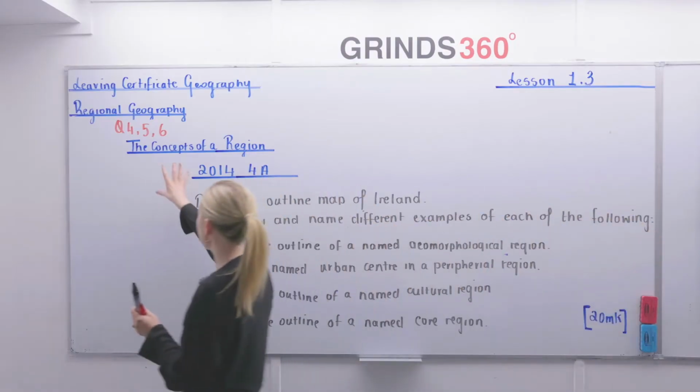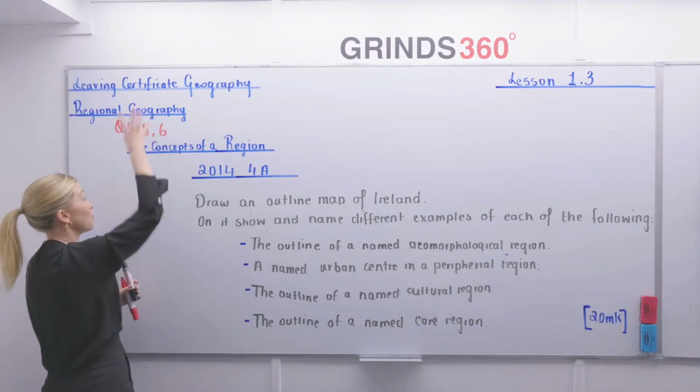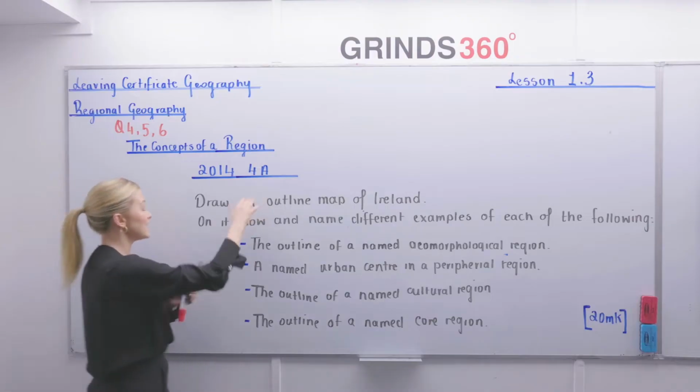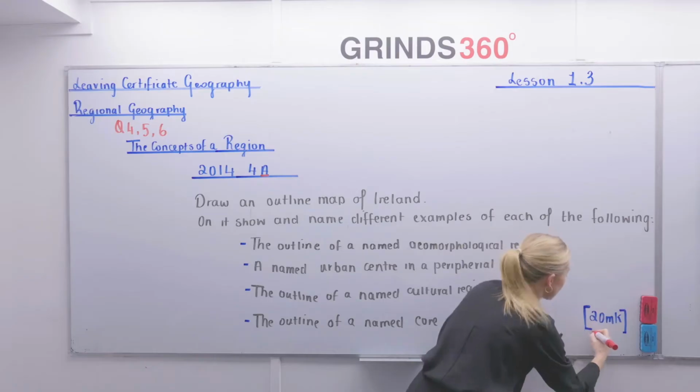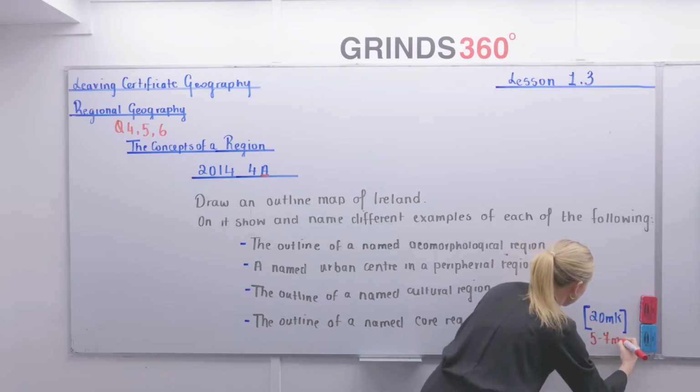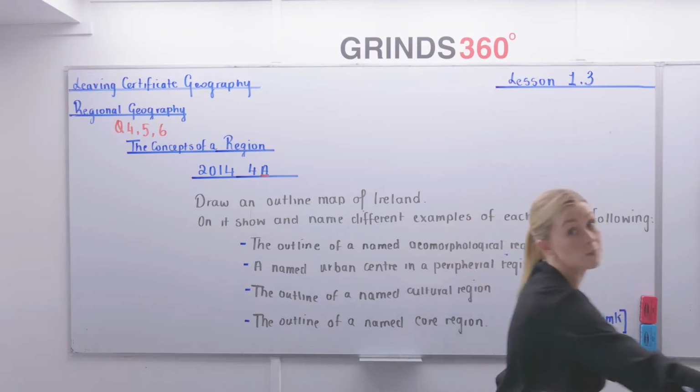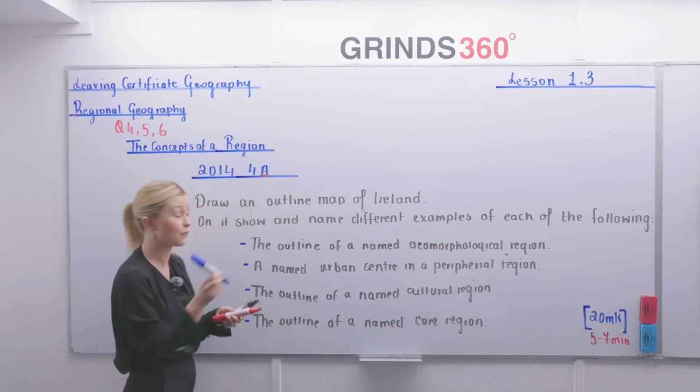The question obviously is a regional geography question, which is questions number 4, 5 and 6 on my Leaving Cert exam. It's a Part A, which means to me it's worth 20 marks. Now 20 marks to me straight away is 5 to a maximum 7 minutes of my time. I cannot go over that 7-minute marker, guys. Make sure that is noted down for yourself.